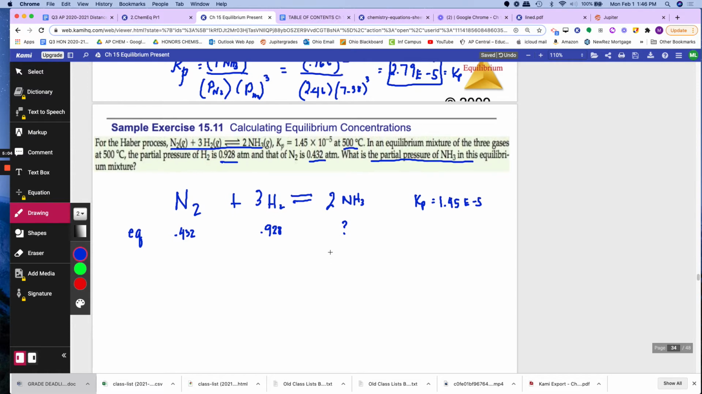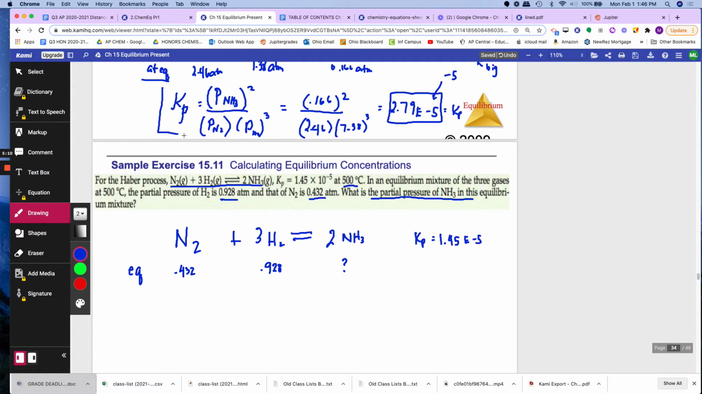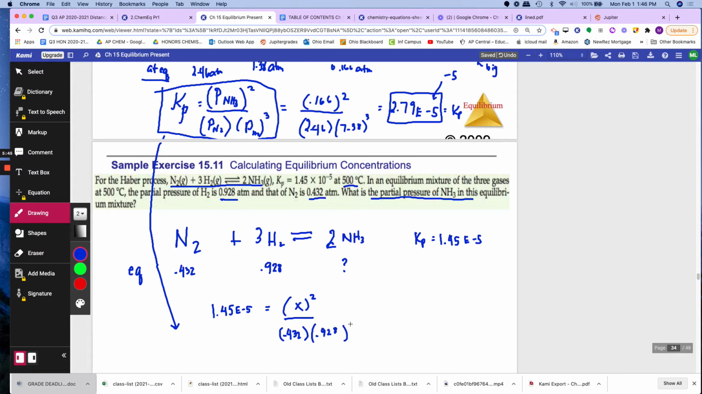Okay, so it looks like they gave you the K equilibrium. You just have to plug in these numbers. So I'm going to use the same equation. Okay, so Kp is given, 1.45 E negative 5, equals pressure of NH3, and here's the question mark, so I'm going to put an x squared because of the 2 there, divided by pressure of nitrogen gas, so 0.432, and pressure of hydrogen gas 0.928 to the power of 3.